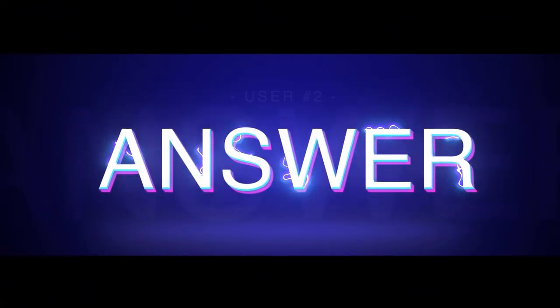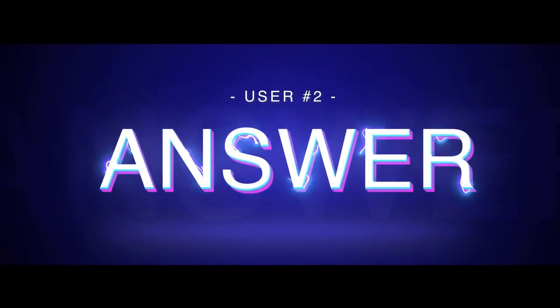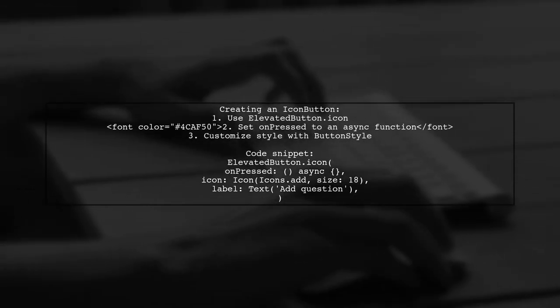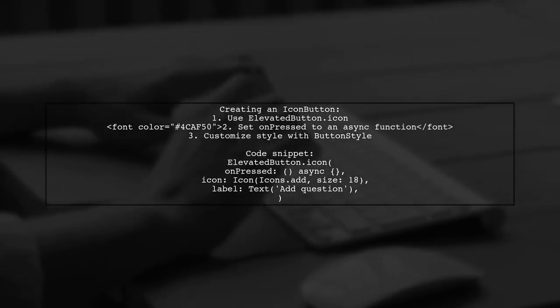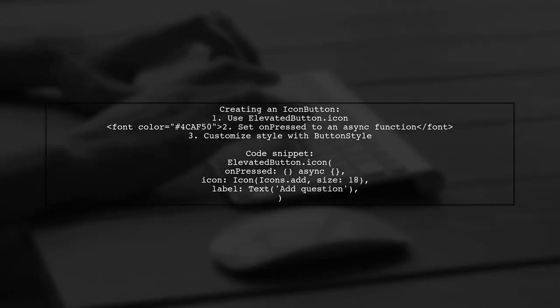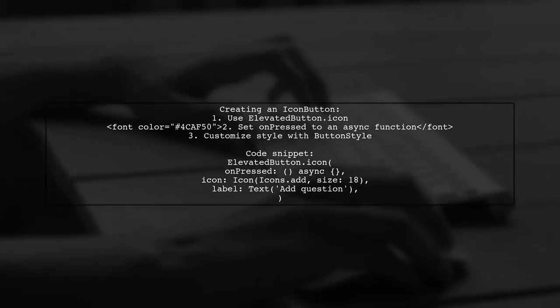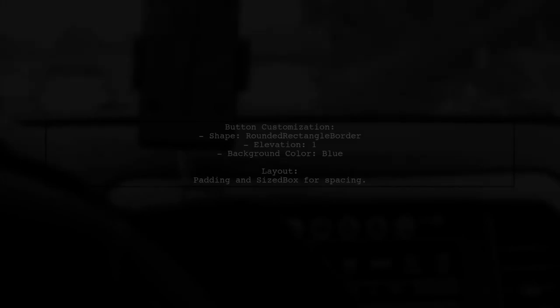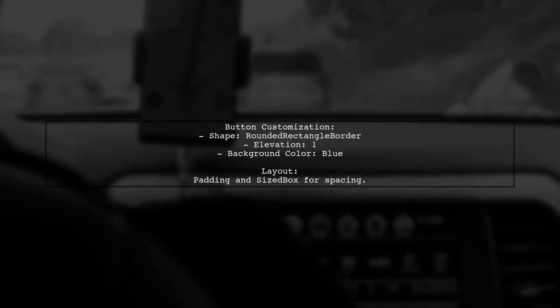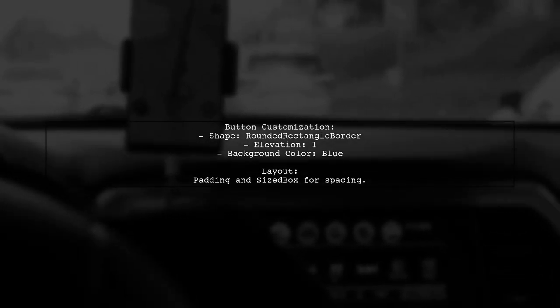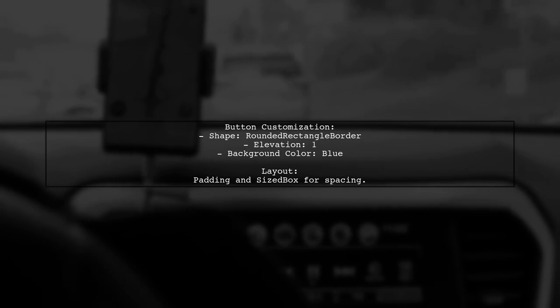Let's now look at another user-suggested answer. To create an icon button without exceptions, you can use the ElevatedButton.icon widget. This allows you to add an icon and a label together. Make sure to set the button's shape, elevation, and background color for better appearance. Use padding and SizedBox for layout.